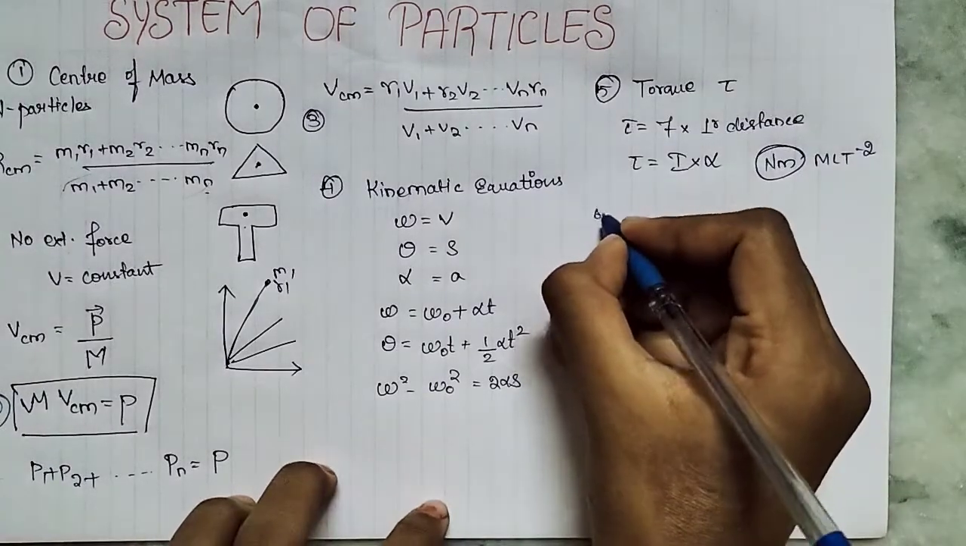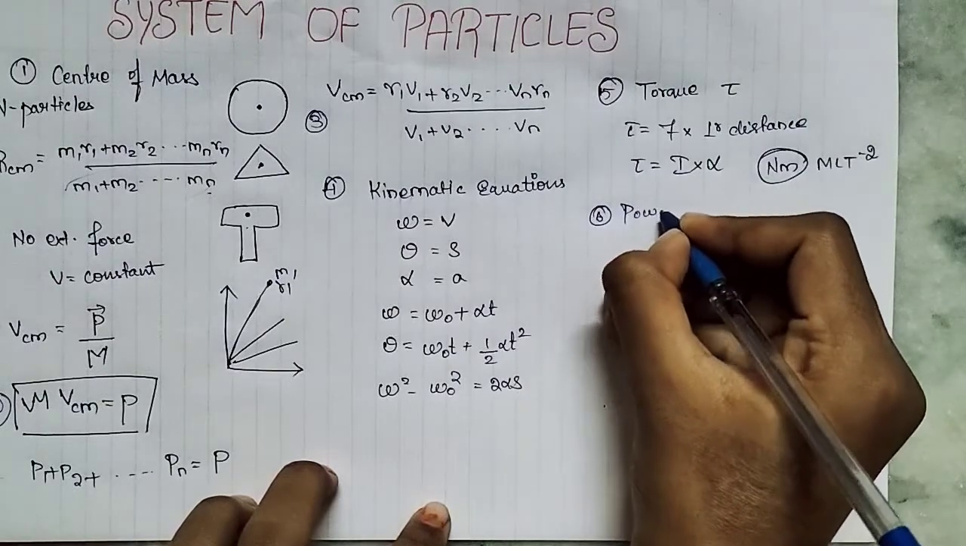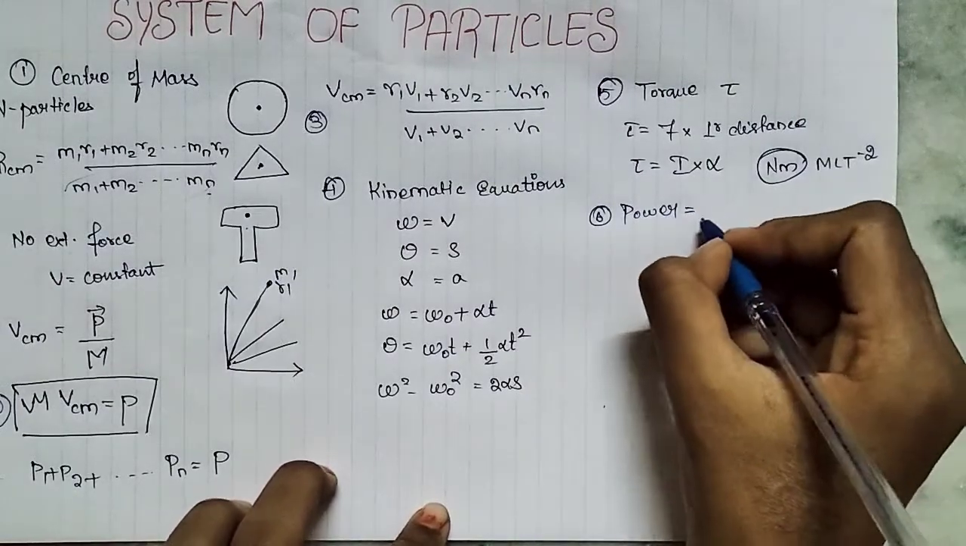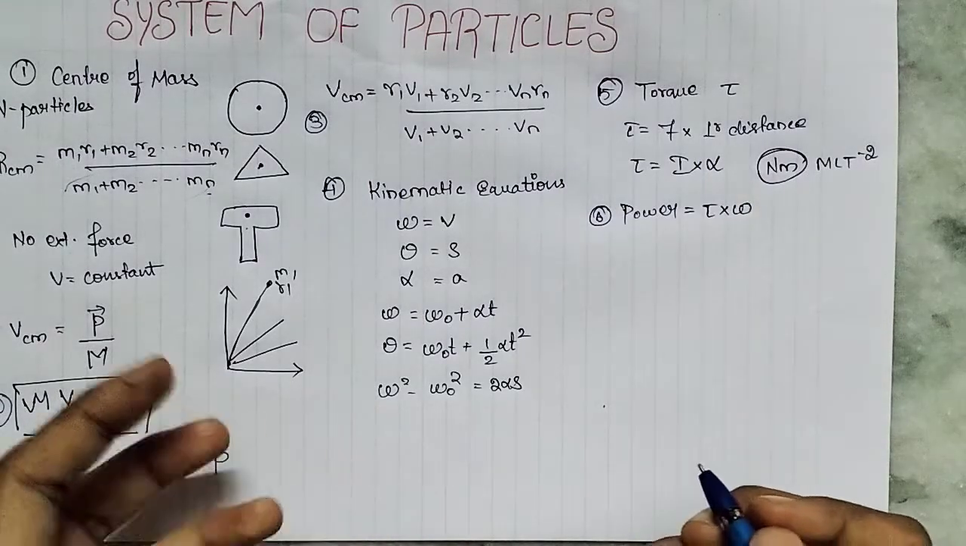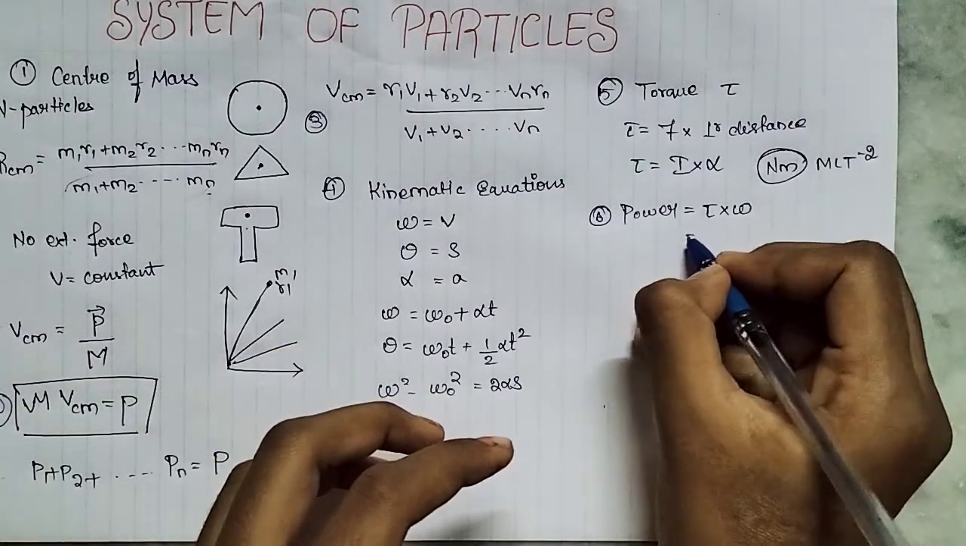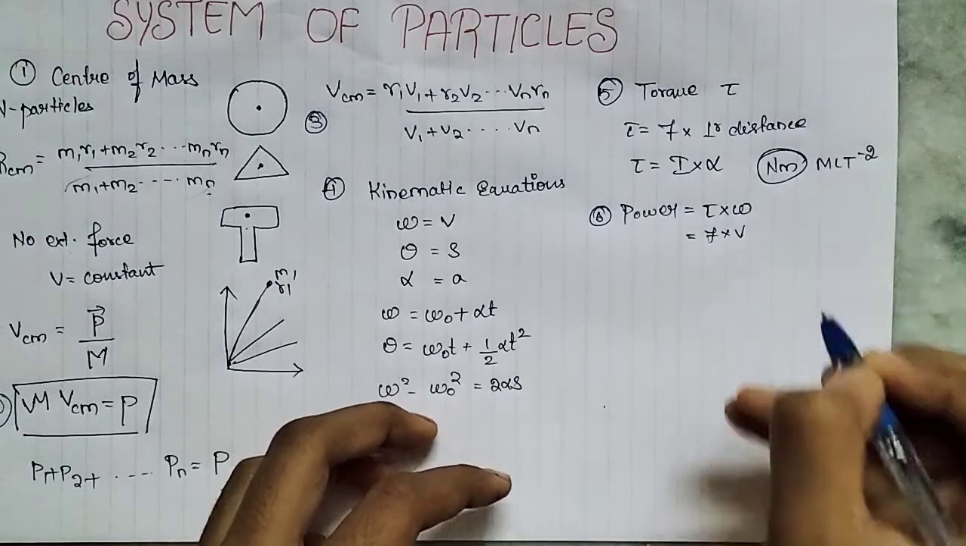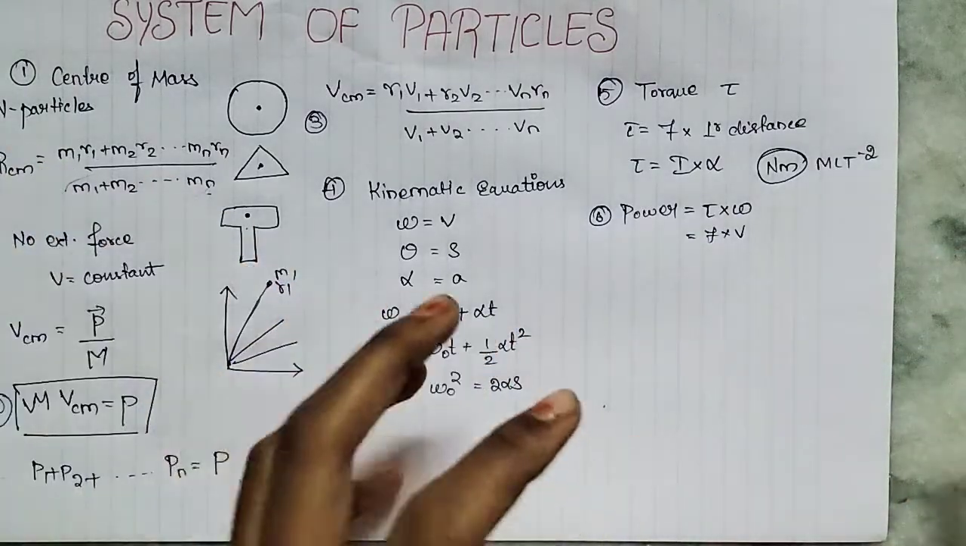The next equation is power. The rotational analog of power is torque into omega. What is the linear analog? It's force into velocity. So that's torque into omega. Are you clear?